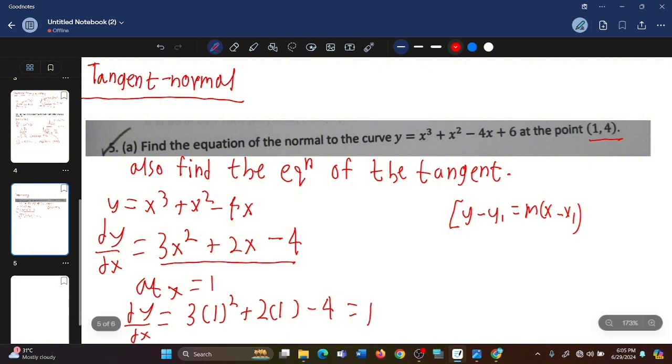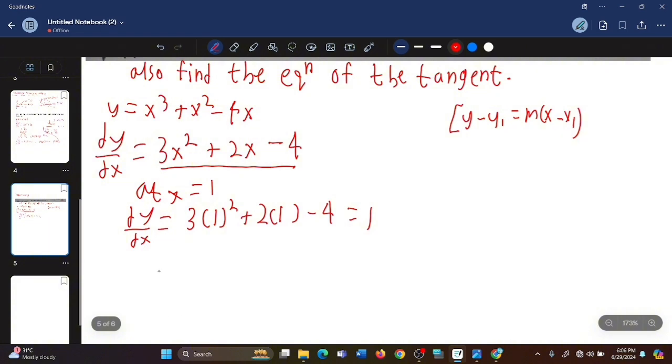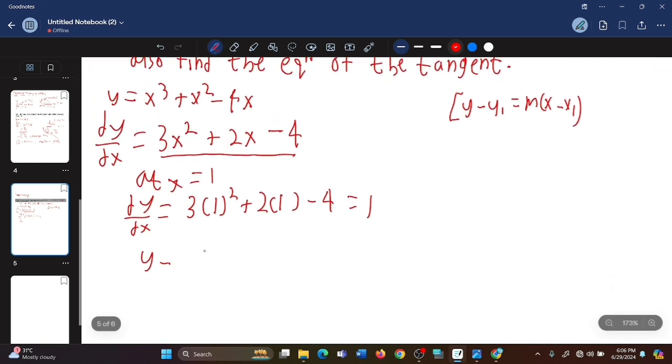So the gradient of the tangent is 1. Let's check it further. So the gradient of the tangent is 1. So let's now find the equation of the tangent, that is y minus y1. What was the y coordinate? The y coordinate was 4. So y minus 4.